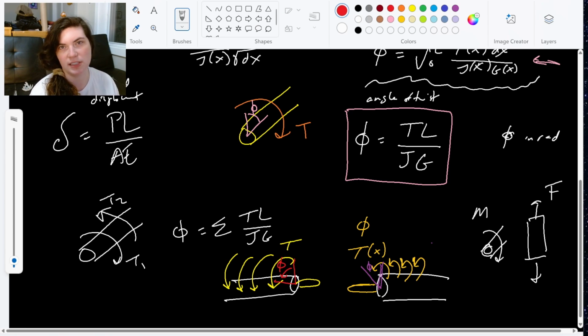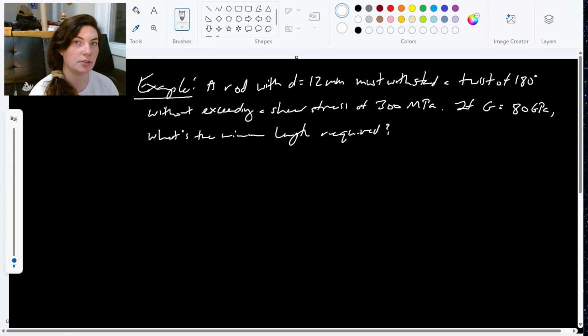Let's take a look at some example problems. So this example says, and sorry, my chicken scratch handwriting is a little extra chicken scratch right now, but it says, a rod with a diameter of 12 millimeters must withstand a twist of 180 degrees without exceeding a shear stress of 300 megapascals. If our shear modulus of elasticity G is 80 gigapascals, what's the minimum length required?